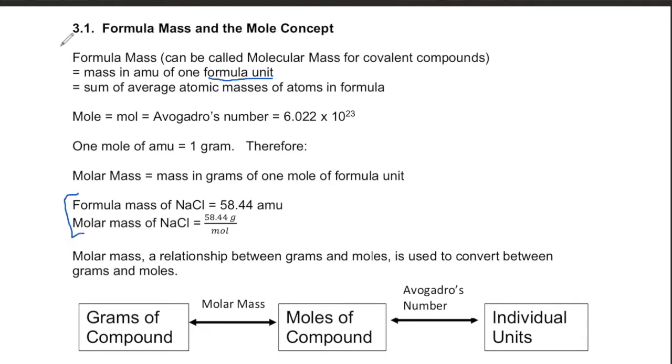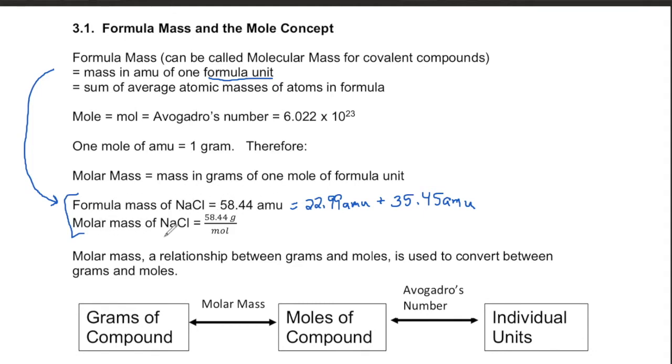A good example is down here. Because sodium chloride is not a molecule, we can't call this the molecular mass, but 1 unit of sodium chloride has 1 sodium and 1 chlorine, and if you add up those average atomic masses that you find on the periodic table, which is 22.99 AMU for sodium and 35.45 AMU for chlorine, you get the 58.44 AMU of a unit of sodium chloride.